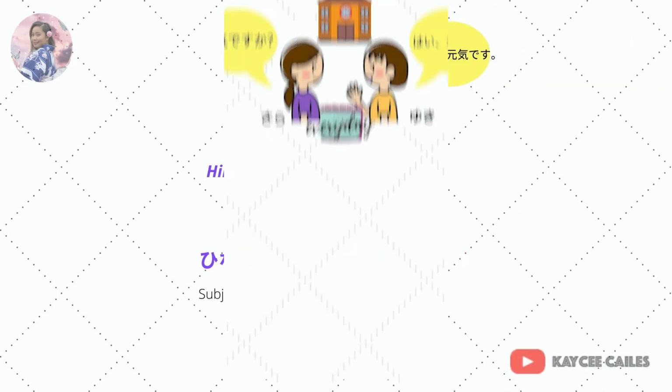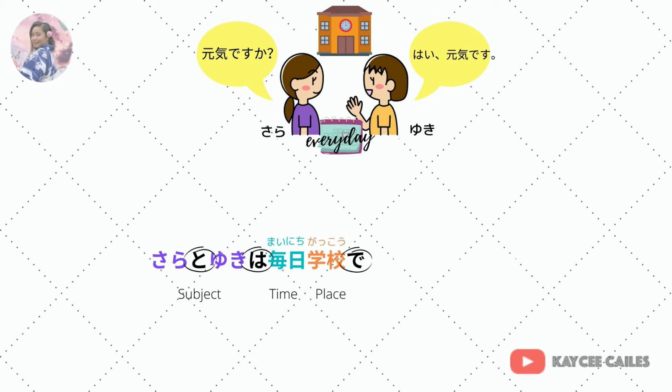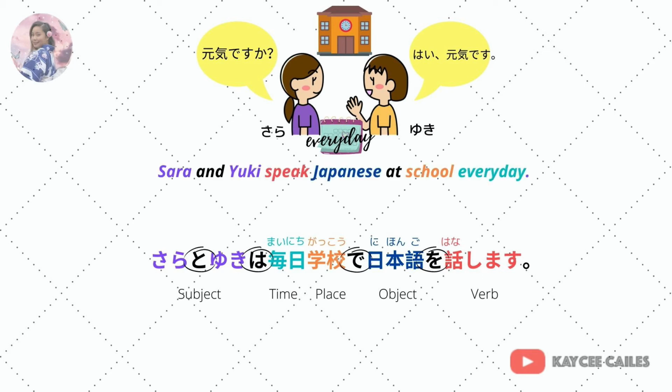Lastly, we have this illustration. Let's try to describe what we see here in Japanese. Sara to Yuki as the subject, wa mainichi as our adverb of time, which means every day, gakko de Nihongo o hanashimasu, which means to speak. Sara to Yuki wa mainichi gakko de Nihongo o hanashimasu. Sara and Yuki speak Japanese at school every day.